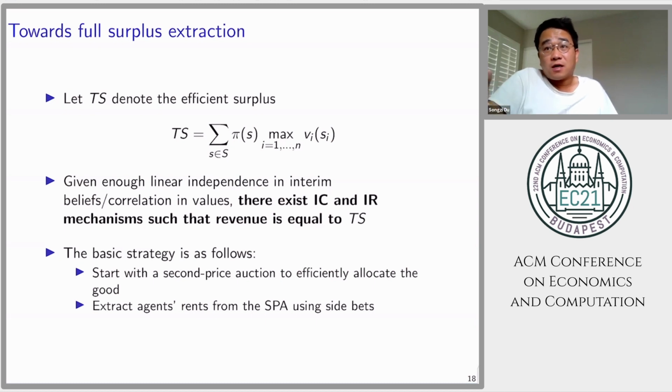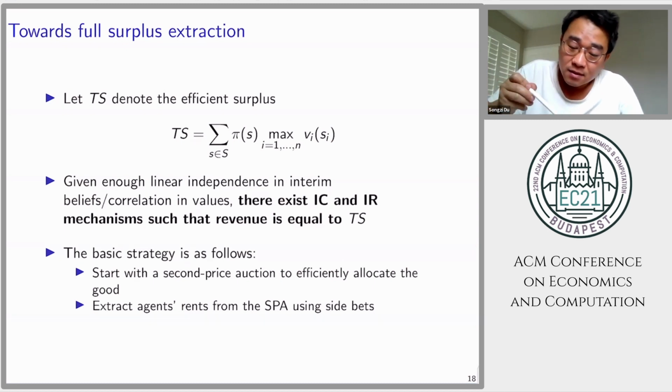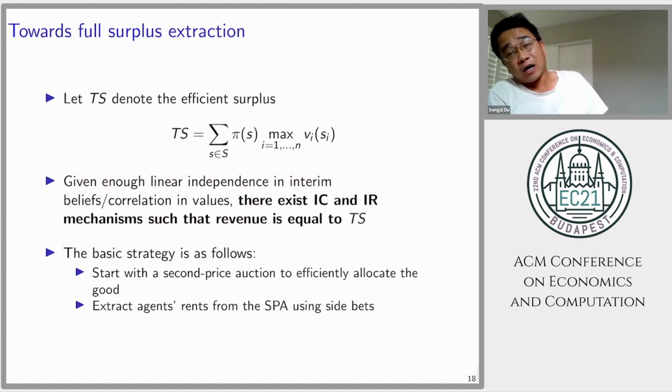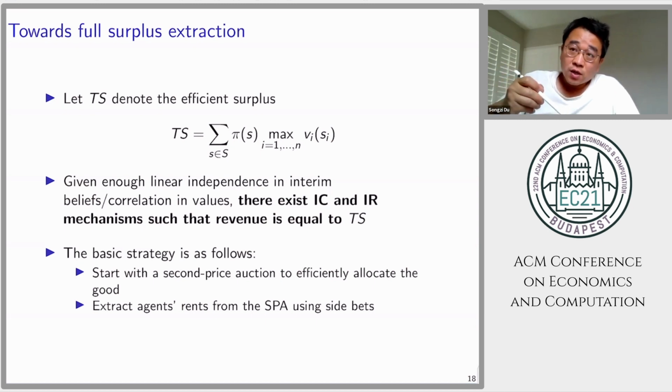And then the surprising conclusion of Crémer and McLean is that this total surplus is actually achievable. So there actually exists an IC and IR mechanism such that the revenue is exactly equal to the total surplus. Okay, so how they are doing this is through the following basic strategy.